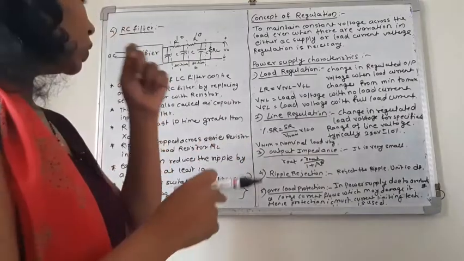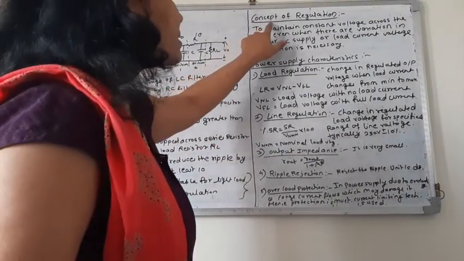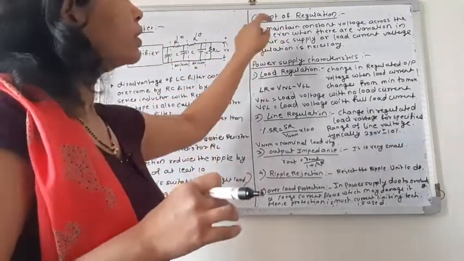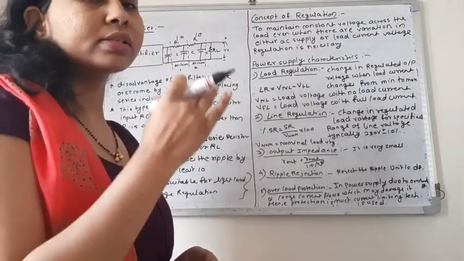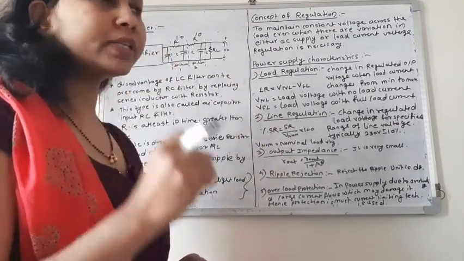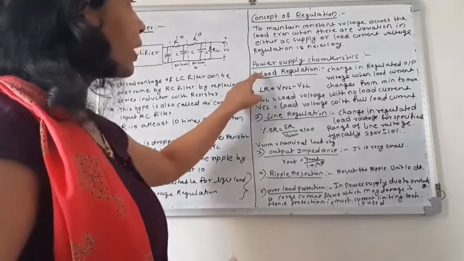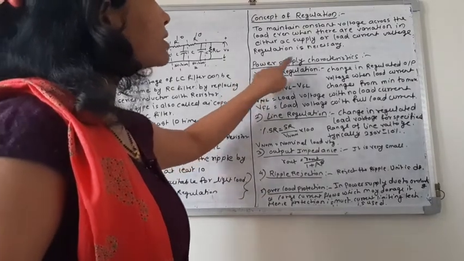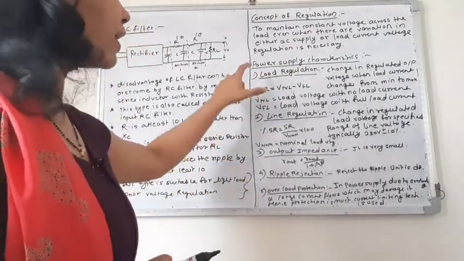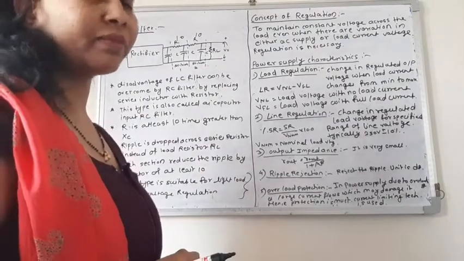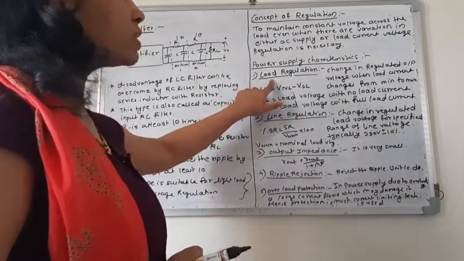So this is the concept of regulation, and for regulation we have certain types of regulators, which we will see in the next lecture. Today we are seeing power supply characteristics. There are a total of 5 characteristics of power supply. First one is load regulation.